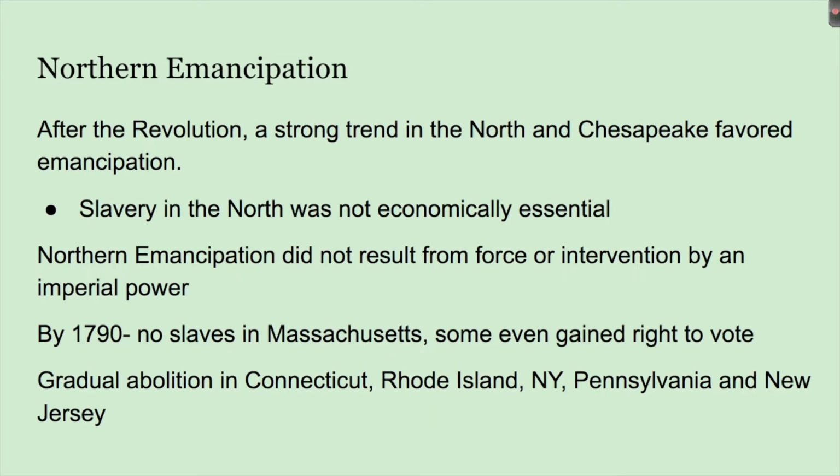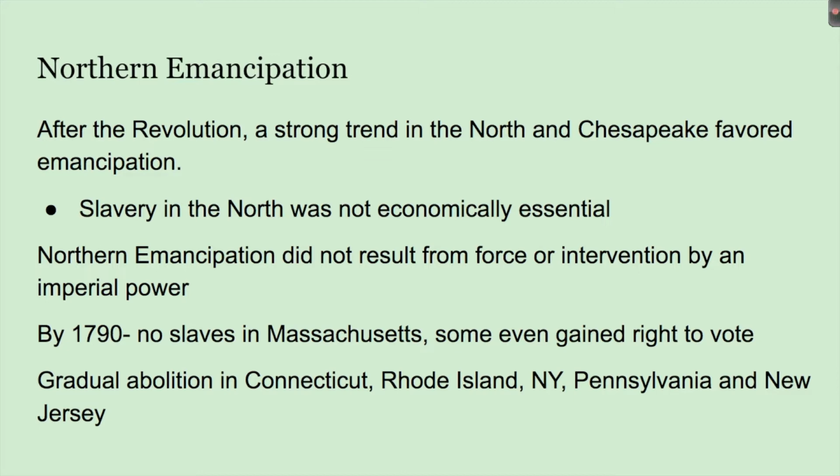So after the Revolution, there was a strong trend to go towards emancipation of slavery, and this was something that Northerners mostly could wrap their head around because slavery was not economically essential to the North. As we've said before, the climate and the geography and the landscape just wasn't conducive to having a slave labor force. And so we're going to see Northern emancipation. It's not going to result from force or intervention from perhaps an imperial power. It's going to be from within the people that live there.